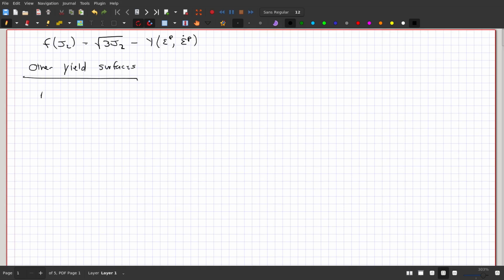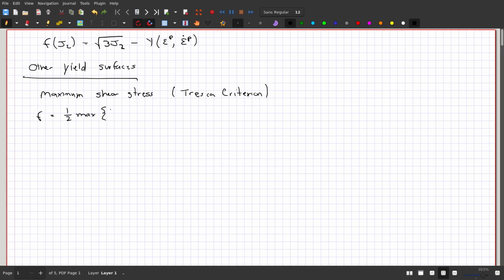So there's one that is known as the maximum shear stress criteria, or also known as Tresca. Tresca criterion. And it is the maximum of these arguments.